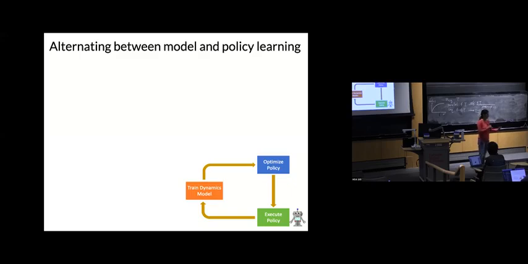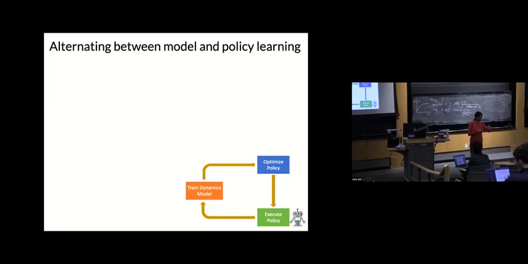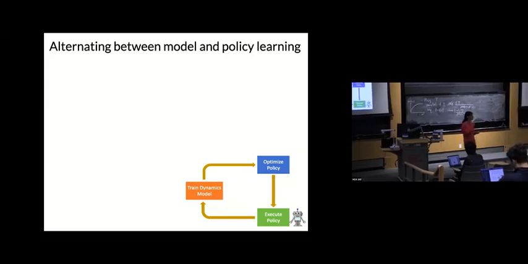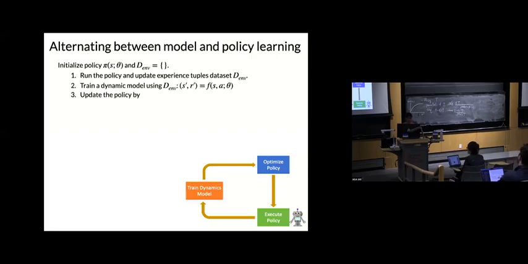Number one, sampling synthetic experience from your model. Number two, unrolling over your model and optimizing over your actions. These are two different ways, all right? Now, unfortunately, this does not work. What works instead? Well, the following thing.